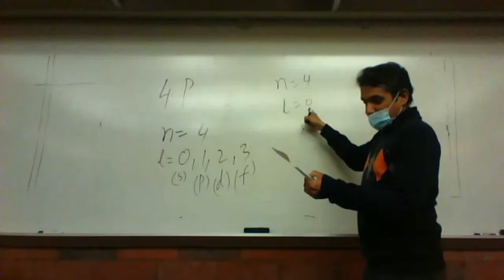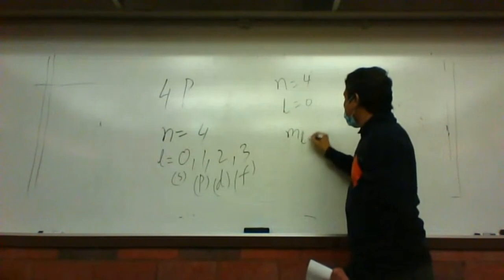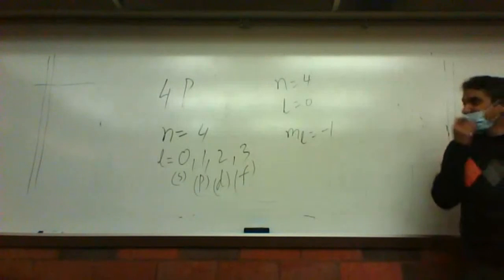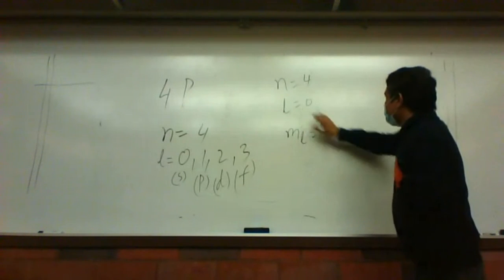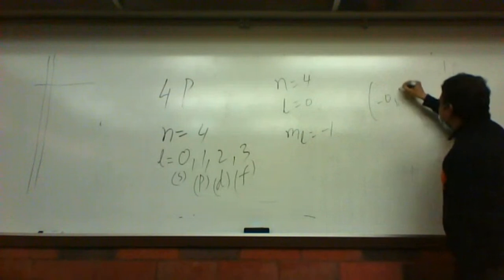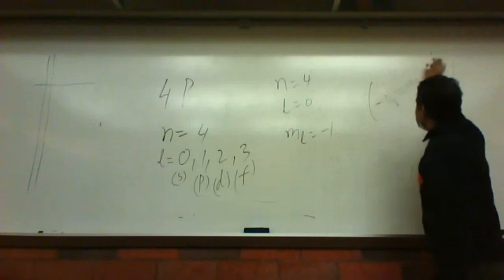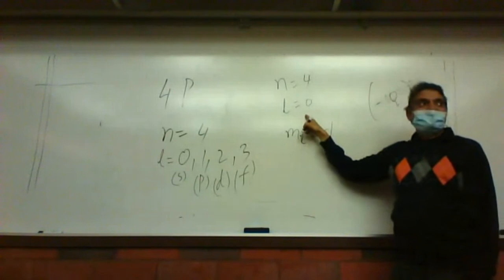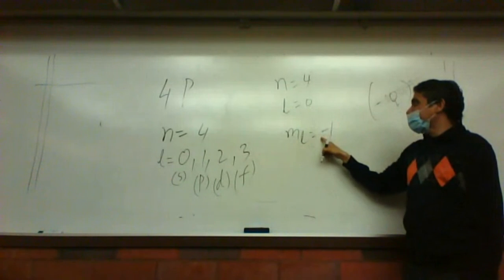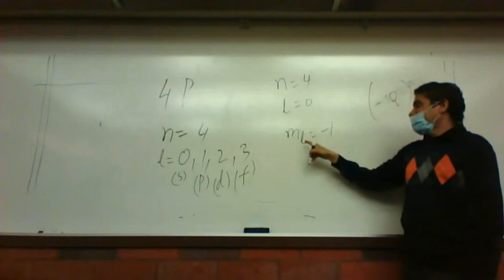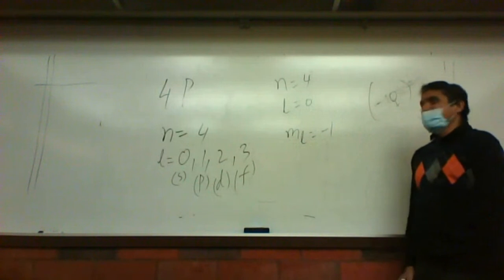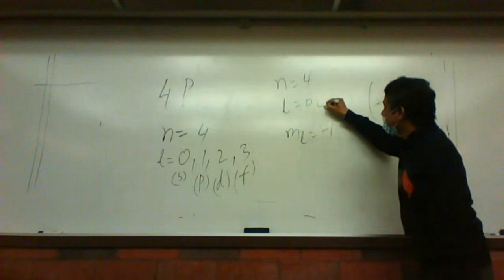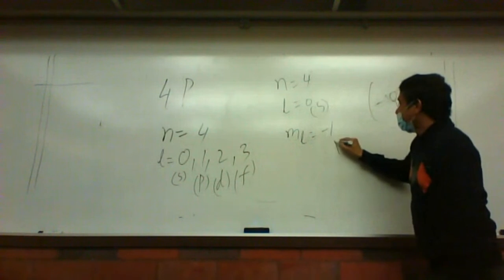This is good. And then I have ml equals -1 here. Can it be -1 here? No, right? Because if L equals 0, it can only have ml equal to 0. But he's giving -1. So -1 cannot come from the 0. This is the father, this is the children. From L equals 0, ml equals -1 cannot come.